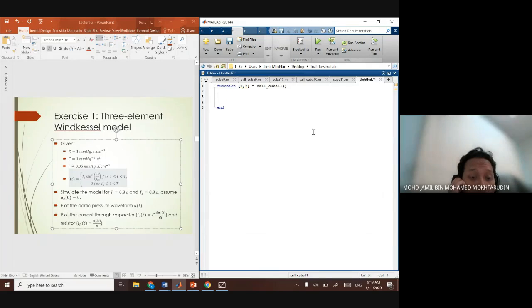Okay, so the first thing you need to have is the initial condition. So y naught equals, here y naught, UC at time 0 equals 0, and the time span is for 0.8 second. So time span from 0 until 0.8 second.